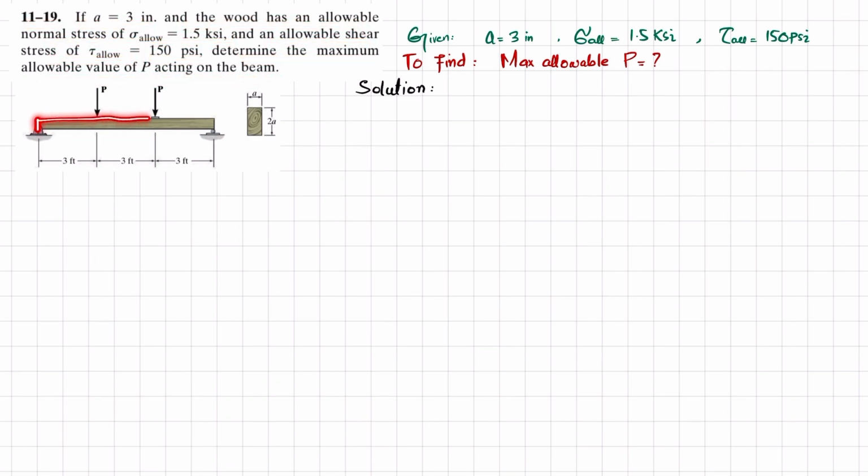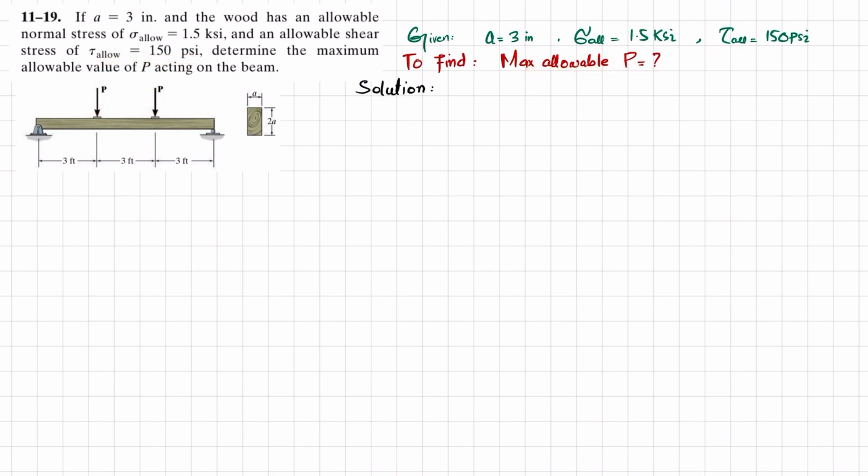You can see this is a simply supported beam made up of wood, whose cross section has width A and height 2A, and it is acted upon by load P. It has an allowable bending stress of 1.5 psi and an allowable shear stress of 10 psi. So you have to find the largest value of P that can be applied on this beam.